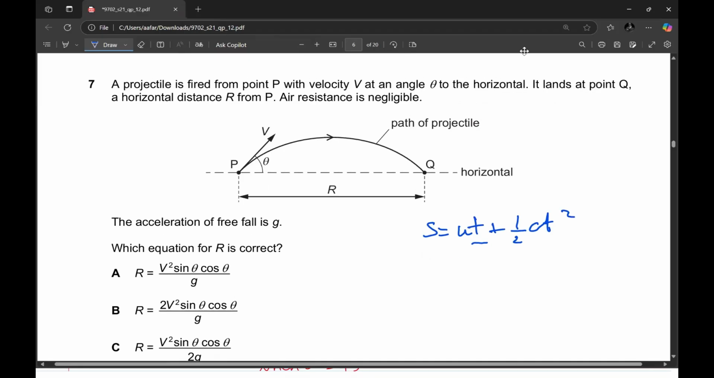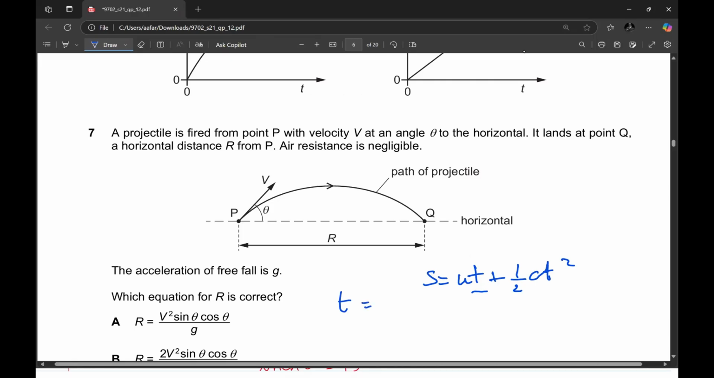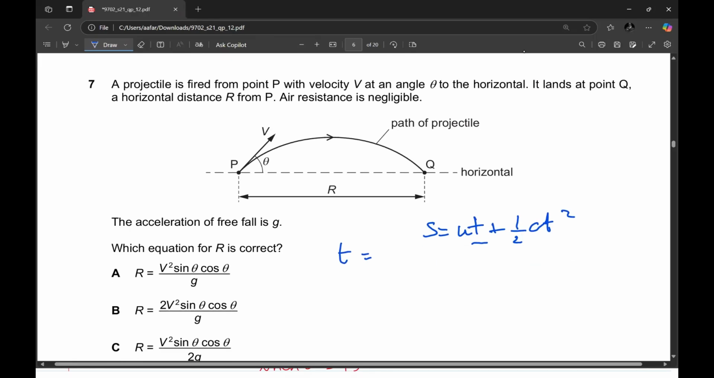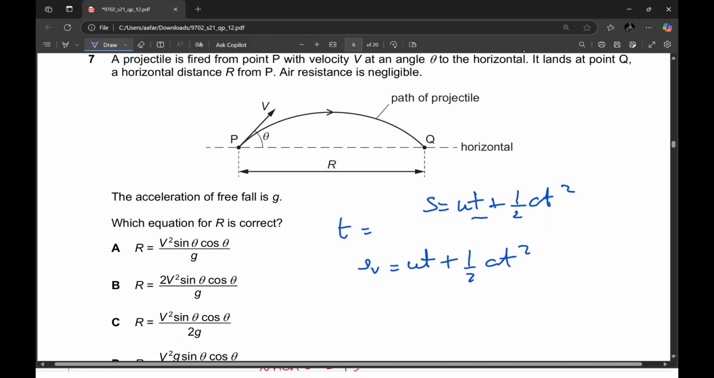Okay, so we need to calculate the time first as well. To calculate time, we know that the vertical displacement is basically going to be zero, right? s = ut + half at squared. The vertical displacement is zero. The initial vertical velocity is v sine theta, and half a is minus g t squared.